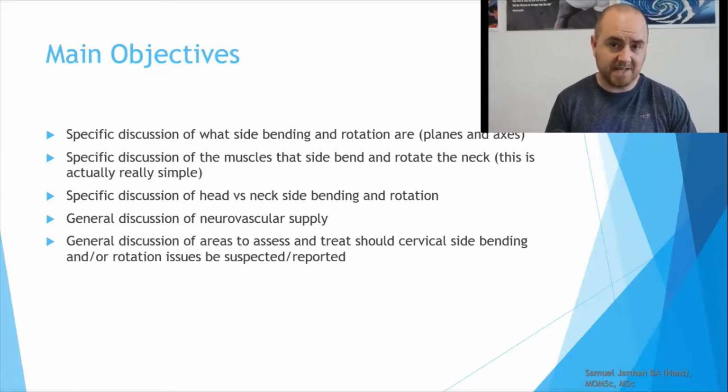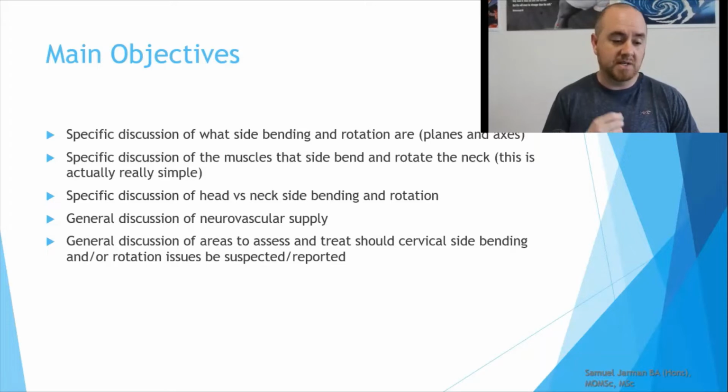We are going to have a specific discussion of the muscles that side bend and rotate the neck. Now, this is actually really simple because we've already talked about all these muscles before, but in this particular case, we're just going to split them up so that you understand what's going on with respect to how this works, because there's really one quirk, and that quirk is the SCM, so that's a little bit of foreshadowing. But otherwise, it's all pretty darn straightforward, and we've already talked about these.